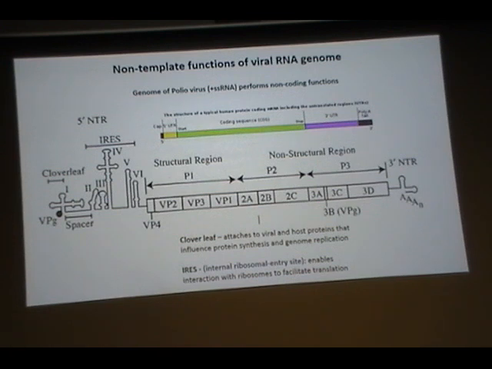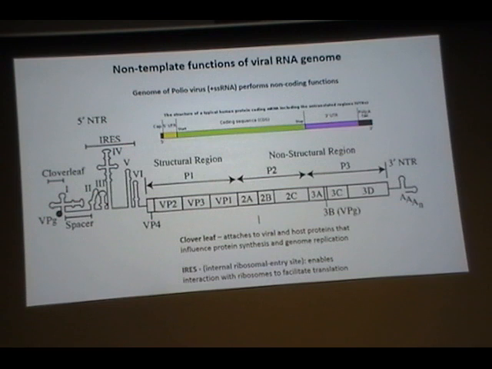And so in this case, the IRES, for example, this section of the RNA sort of takes the place of a cap structure, and it can interact with ribosomes. And so it doesn't need a traditional cap in this case. It has this other complex structure that allows it to mediate its functions.